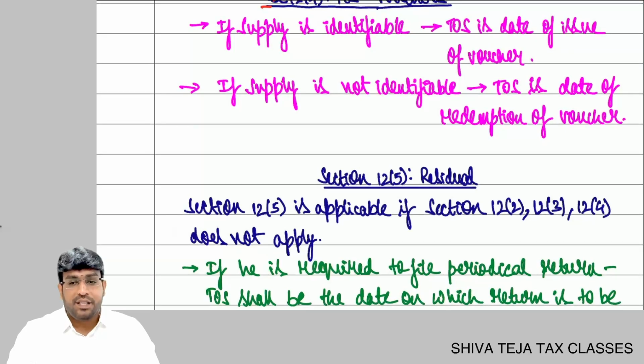So for voucher, what is the answer, friends? If supply is identifiable, date of issue of voucher. And if supply is not identifiable, date of redemption of voucher.